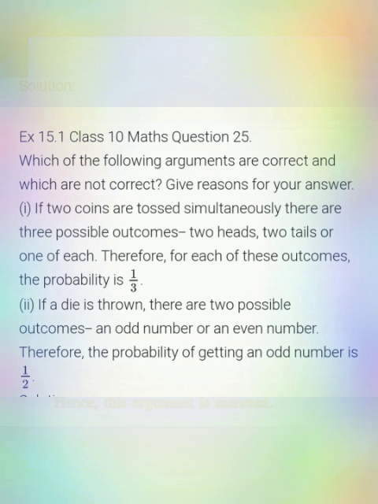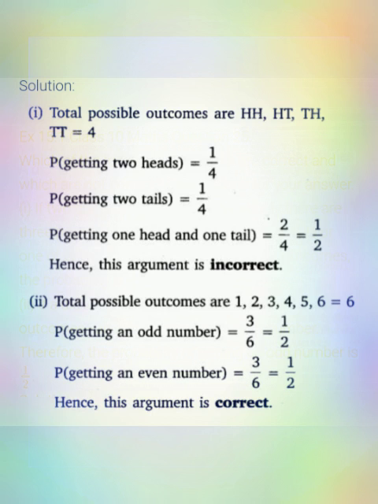Okay. Now let us move on to the second part of this question. If a die is thrown, there are 2 possible outcomes, an odd number or an even number. Therefore, the probability of getting an odd number is half. Okay. What do you feel, students? Is this argument correct or incorrect? This argument is very much correct, because what are the total outcomes in the sample space? 1, 2, 3, 4, 5, 6.